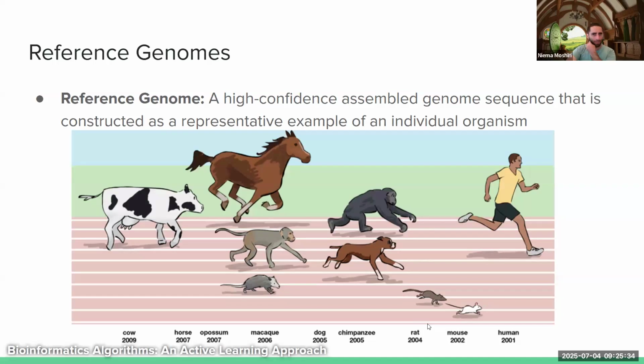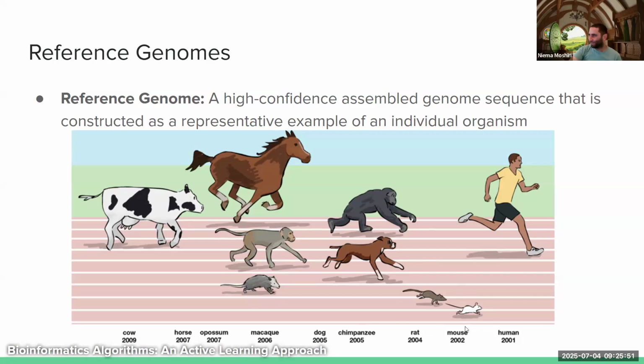Why might you think mouse and rat were the next two that got assembled? Any thoughts? Just out of curiosity. Not just because they're cute. Any ideas? It's all good. If not, that's okay.